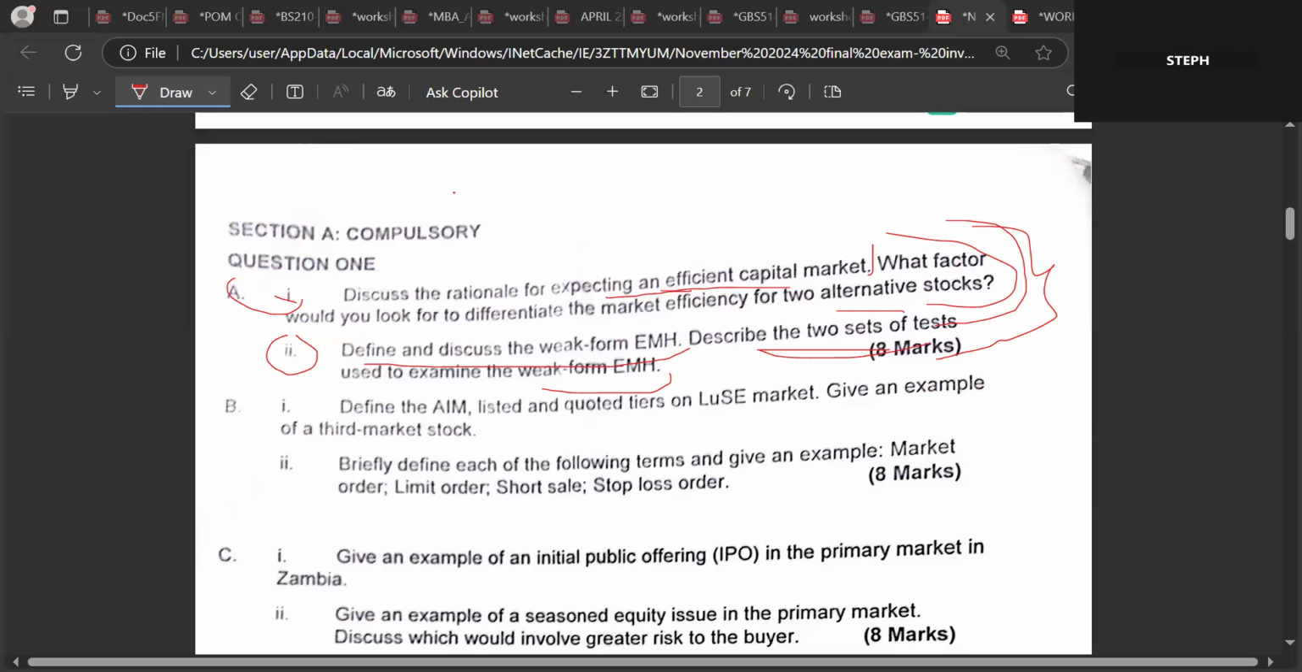The autocorrelation test will examine whether stock returns are correlated over time. If past returns are able to predict future returns, then the market is said not to be a weak form efficient kind of market.